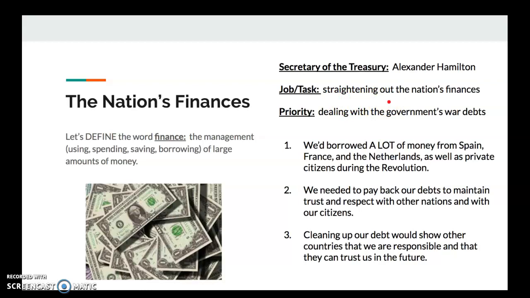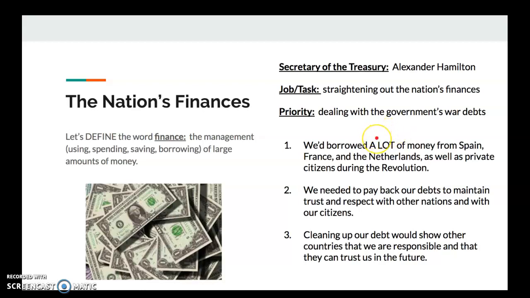Make sure that things are on an even footing and we're not too far in debt. So at this time, speaking of debt, that was the big priority, was dealing with the government's war debts. Now we're going to go way back to before, maybe even before winter break. We were talking a lot about the Revolutionary War.